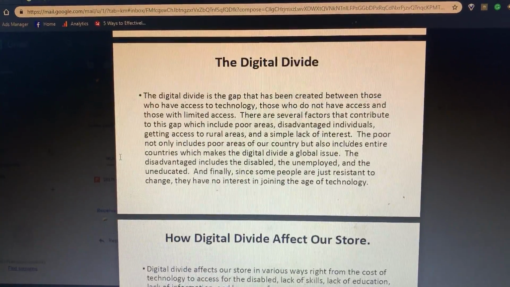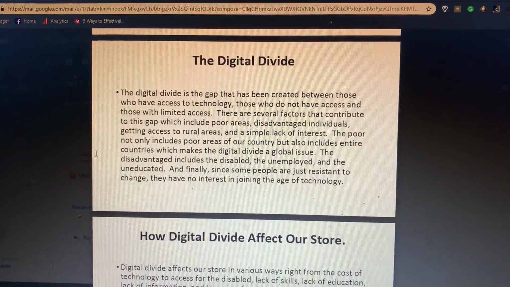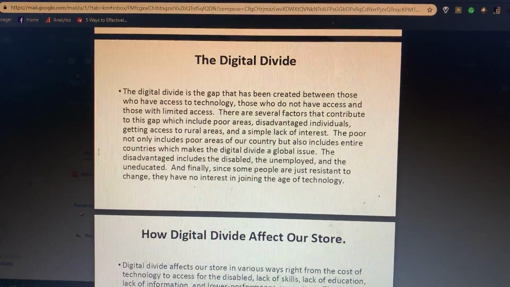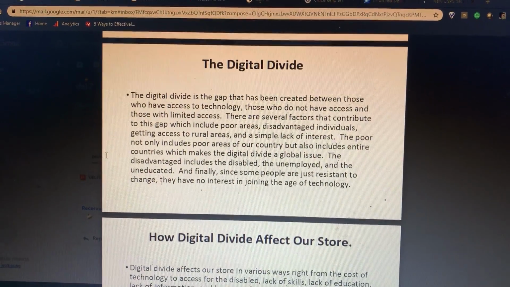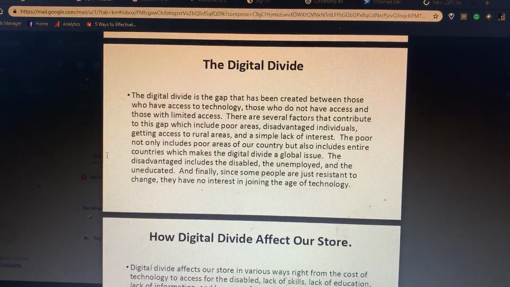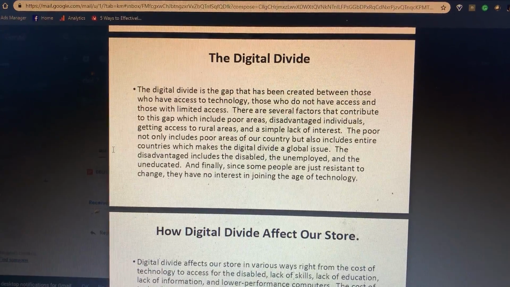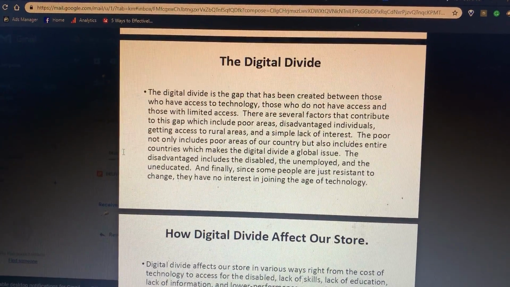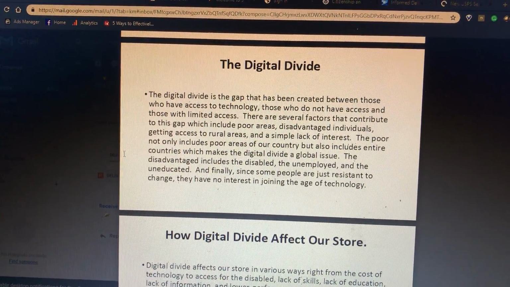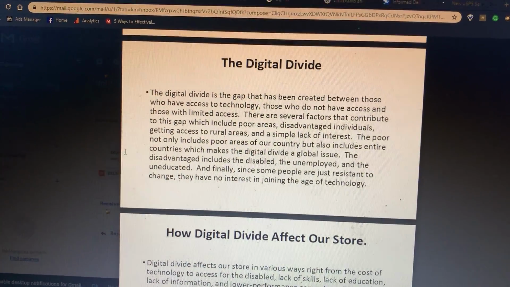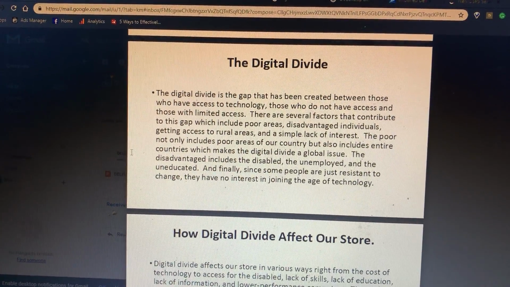So, the digital divide. The digital divide is a gap that has been created between those who have access to technology, those who do not have access, and those with limited access to technology. There are several factors that contribute to this gap, which include poor areas, disadvantaged individuals, getting access to rural areas, and a simple lack of interest. The poor not only includes poor areas of our country, but also entire countries, which makes the digital divide a global issue. The disadvantaged include the disabled, the unemployed, and the uneducated. And finally, since some people are just resistant to change, they have no interest in joining the age of technology.